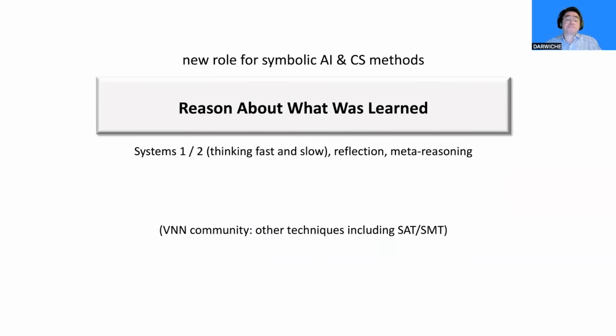I think just one remark. This line of work complements what we've been seeing in AI recently, where symbolic AI and CS methods are being used to reason about what was learned. Here, we focused on explanations, and people are also doing verification. And there's a big community, the VNN community, verification of neural networks, and they use complementary techniques and methods.